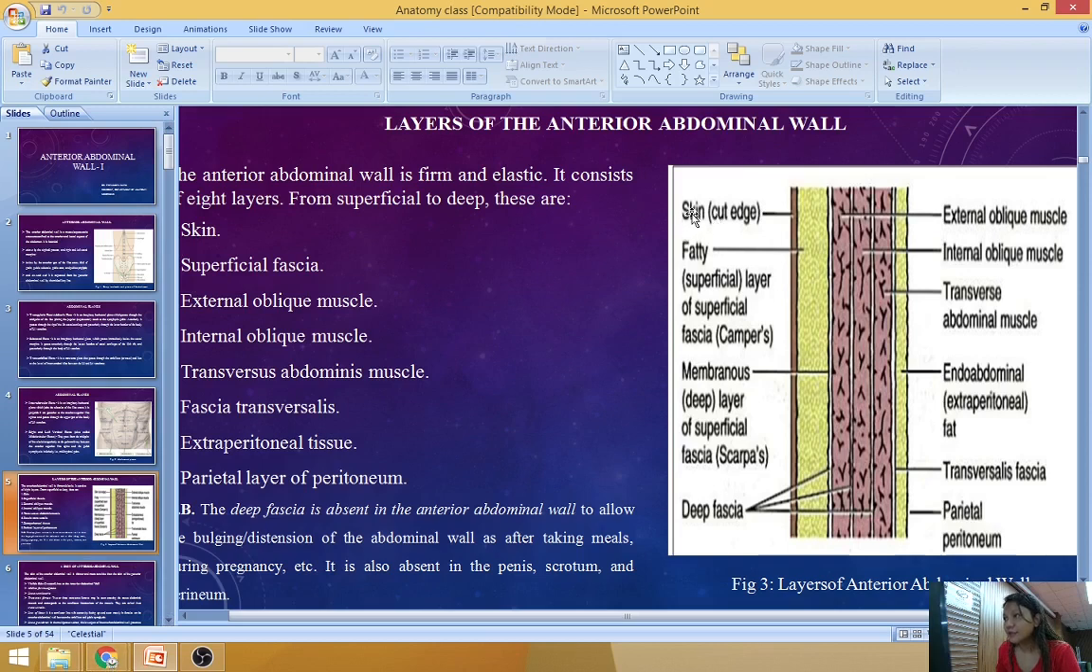First layer, skin. Second layer is the superficial fascia. What are the two layers of superficial fascia? Just now I have told. This yellow part is the fatty and membranous: the superficial fatty and the deep membranous layer.